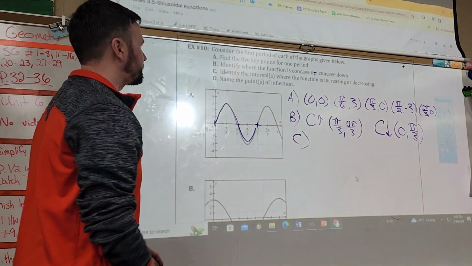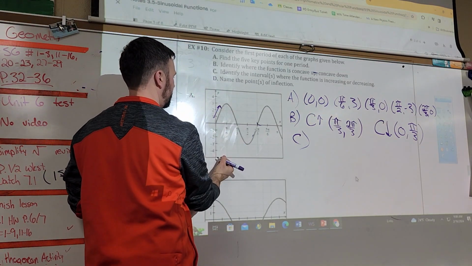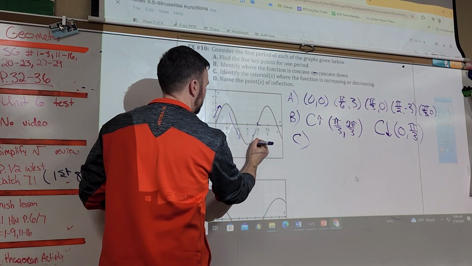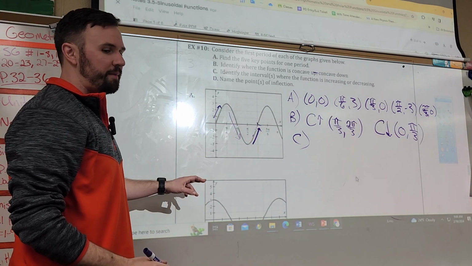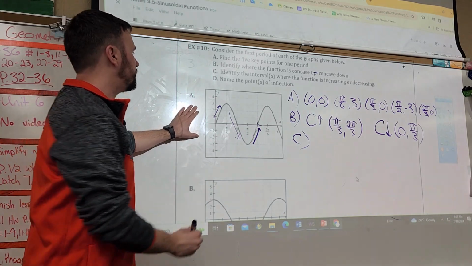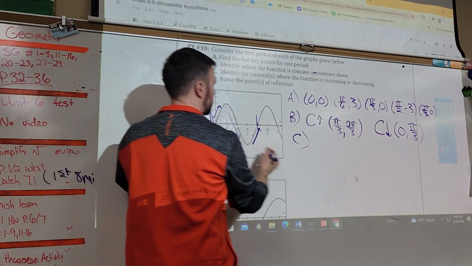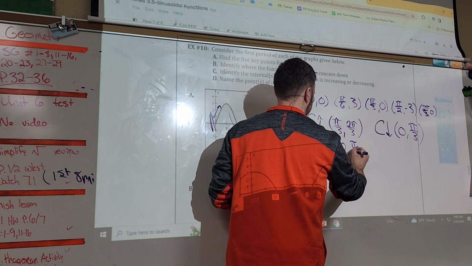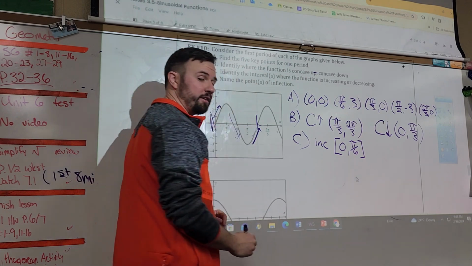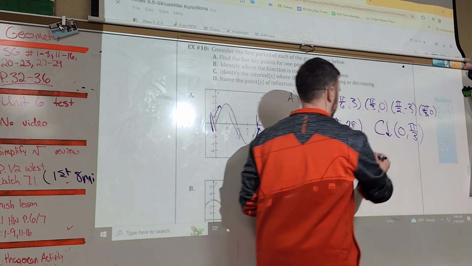All right, C. So where am I going up? Where am I going down? So I'm going up here. I go down. I go up, right? All right. So where am I increasing? Remember, I'm just looking at one period of it. So from 0 to pi over 6. And there's somewhere else too, right? Yeah, pi over 2 to 2 pi over 3.